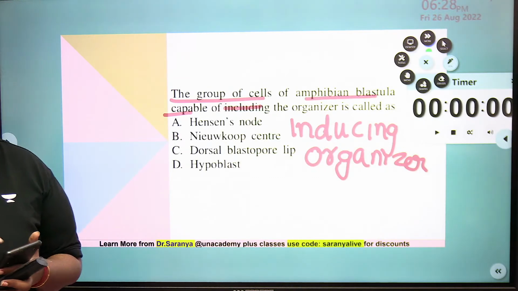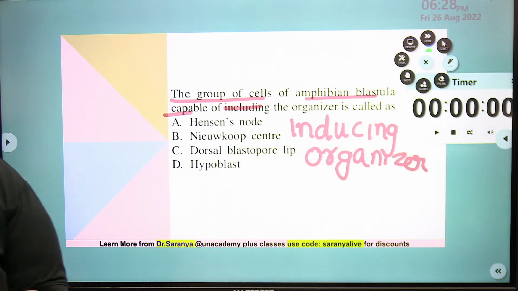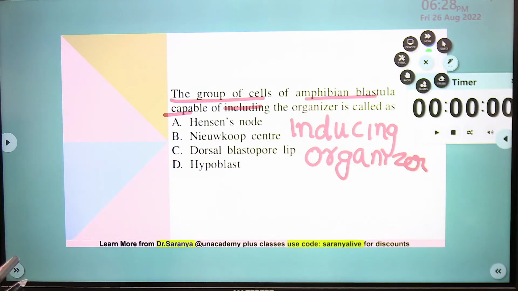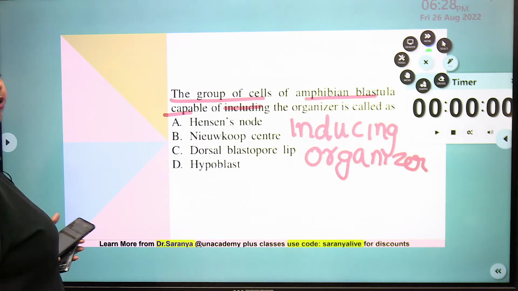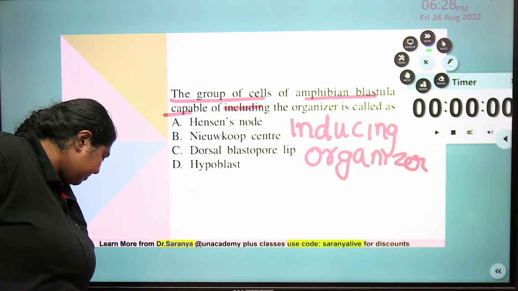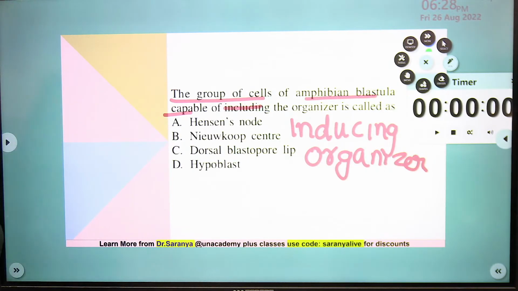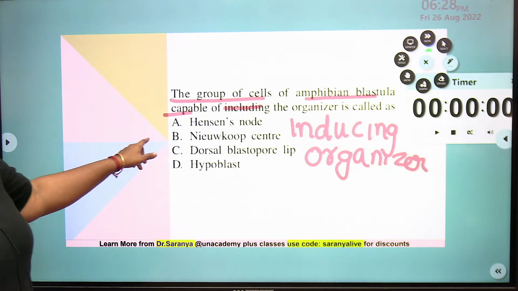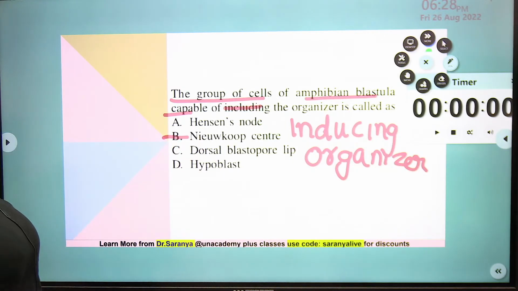Yes, everybody in this class. Good, everybody. So who is going to induce the organizer? Fantastic, everybody. So who is inducing the organizer? None other than the Nieuwkoop center.